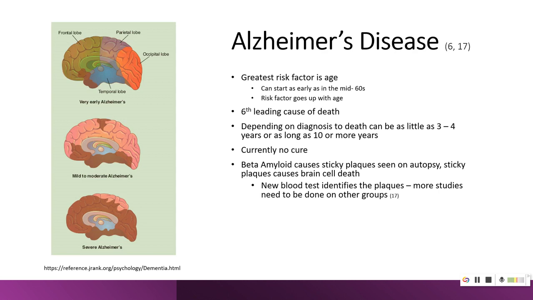But you can see that the brain starts to almost shrink, and that's because it does shrink. The brain cells start to die, and there is some shrinkage of the actual brain. So it does affect pretty much the whole entire brain.